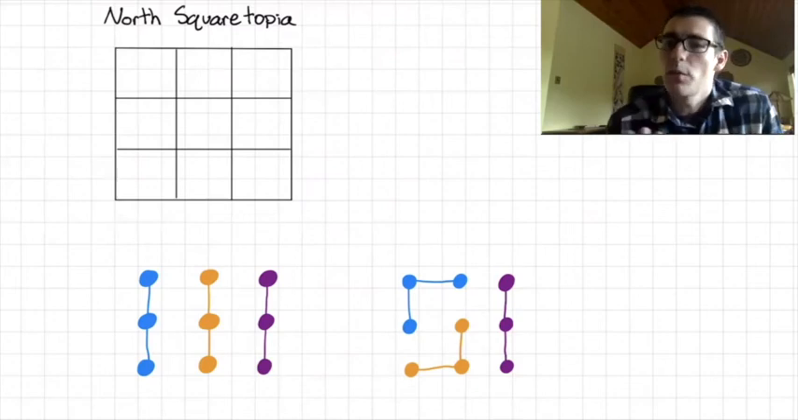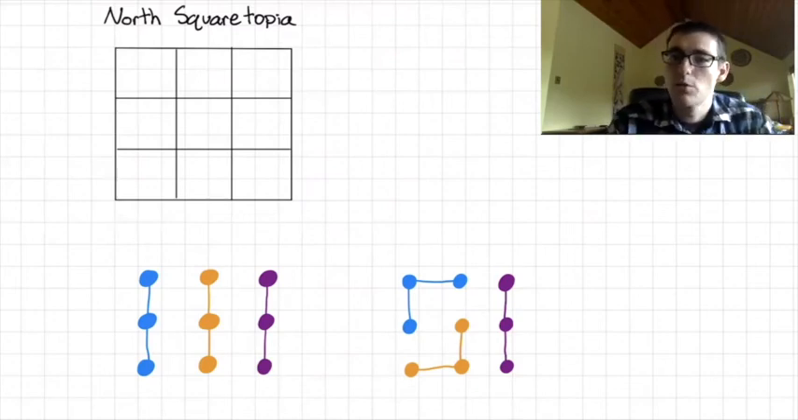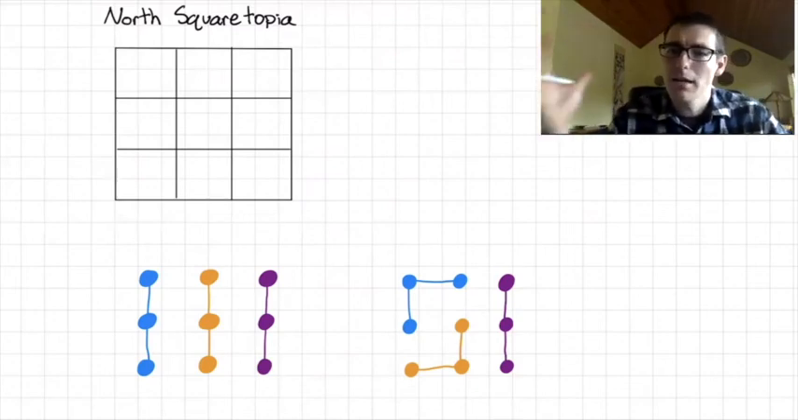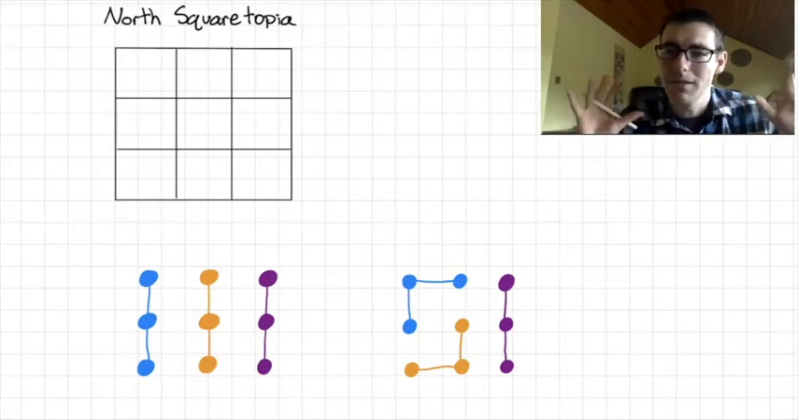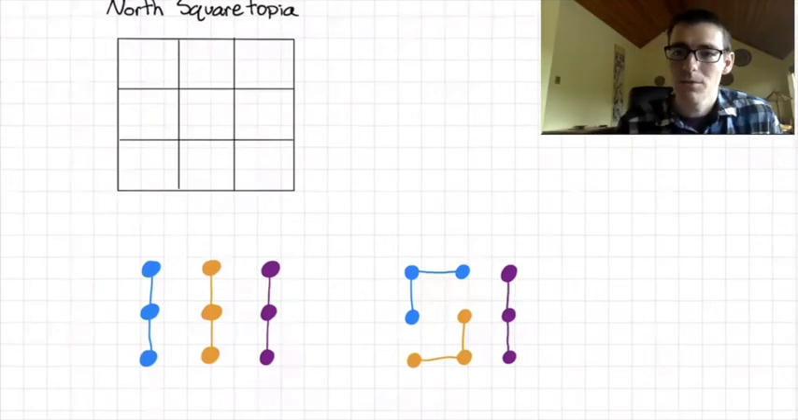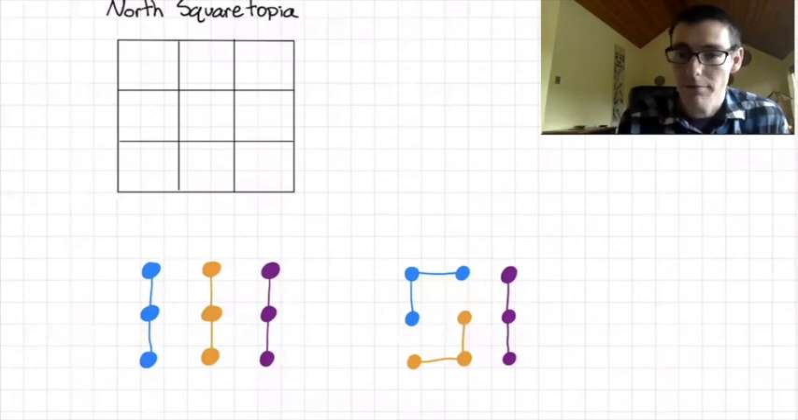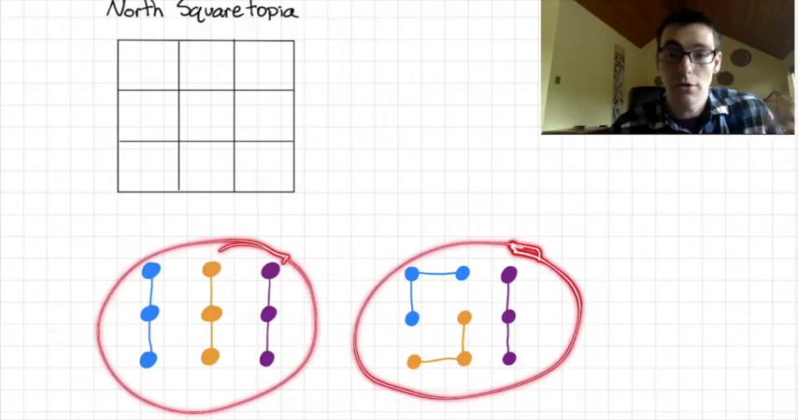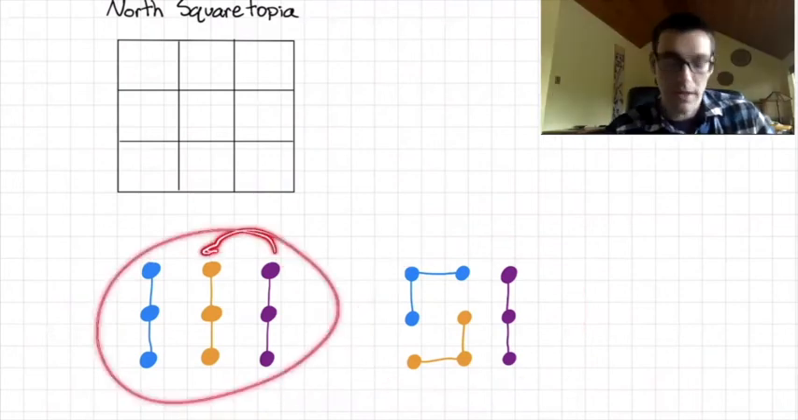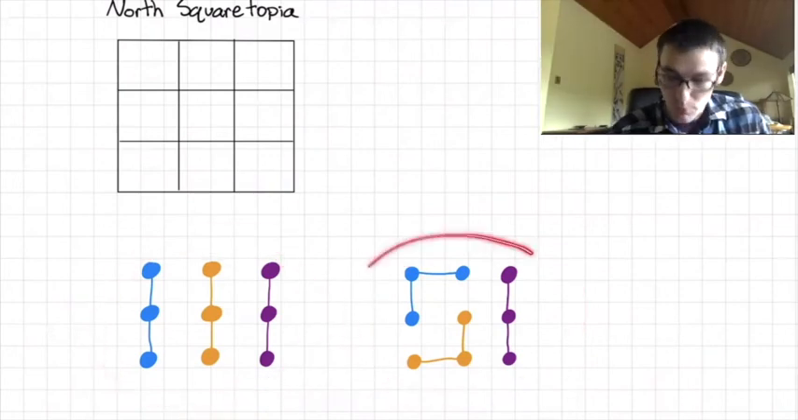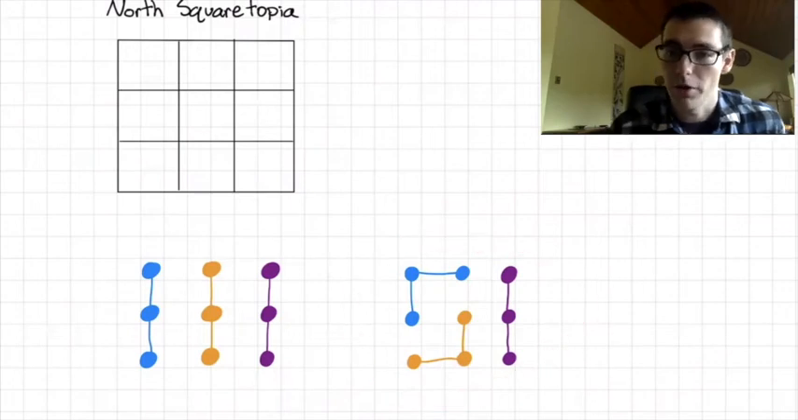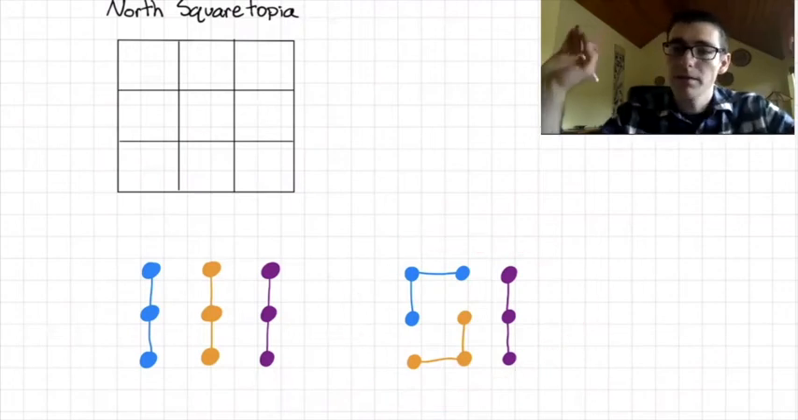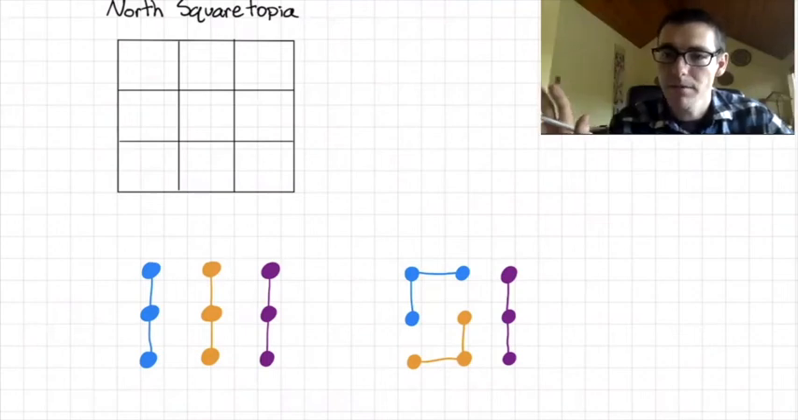Well, one thing that we can do is we can imagine the graph of possible mappings, the graph of possible districting plans. So what I mean is we're taking a graph of graphs. Each of these, each node, each vertex of our graph of graphs is in itself a valid map. So this first one is a valid way of districting North Squaretopia. The second one is also a valid way of districting North Squaretopia. So we've got a whole bunch of vertices that correspond to all of the possible maps.